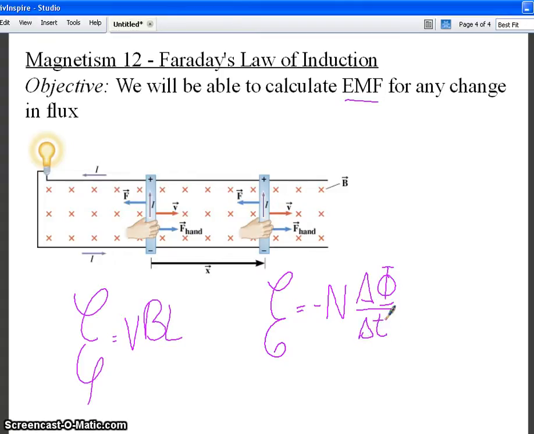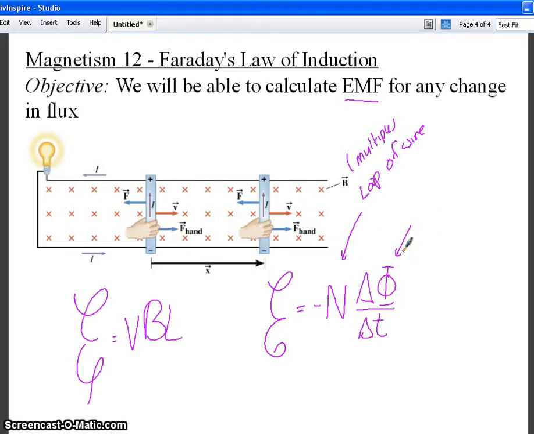Okay, so if we have a loop of wire, or we have multiple loops of wire, this capital N here tells us how many loops are in that wire. Okay, so if there are more loops, we have more of an EMF. Okay, then we have the change in flux here.